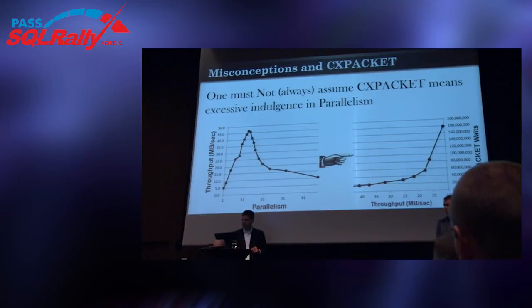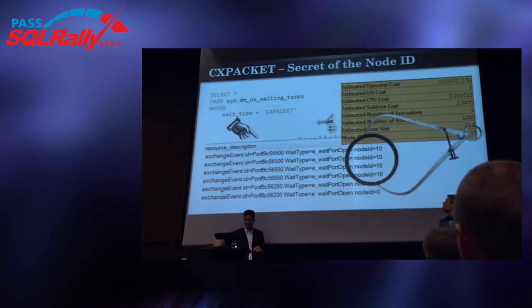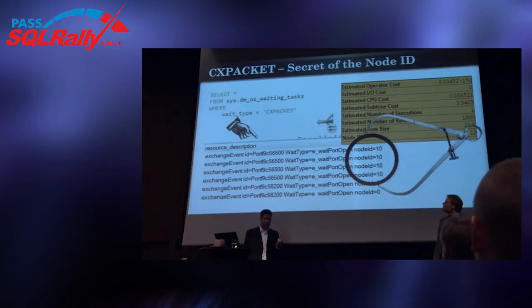Now, interestingly, if we look in our waiting tasks DMV, and we have CX packet waits, which we will always have in every single possible parallel plan that you can possibly run, always, there's some hidden information. You go over to the right after you run your select, and there's this column called resource description, and there's all these weird numbers in there that you are going to ignore. And you're going to scroll further right, and there is a little thing at the end. It says node ID equals X.